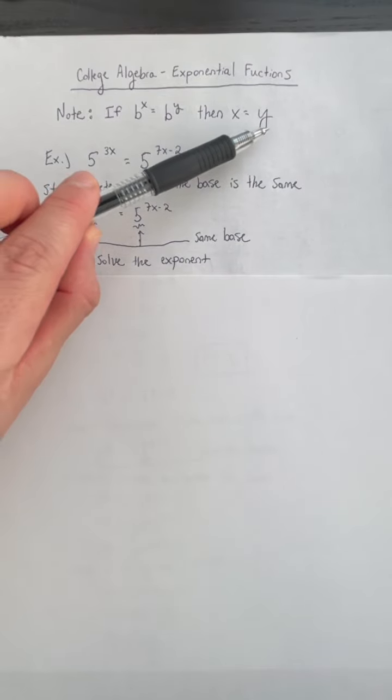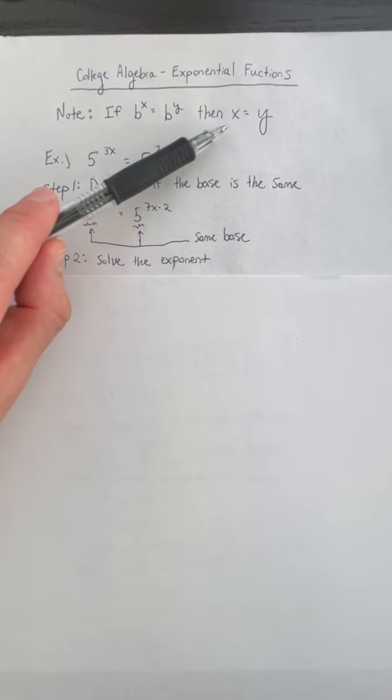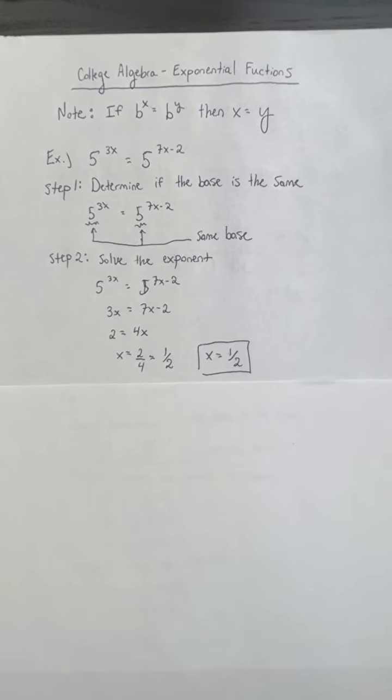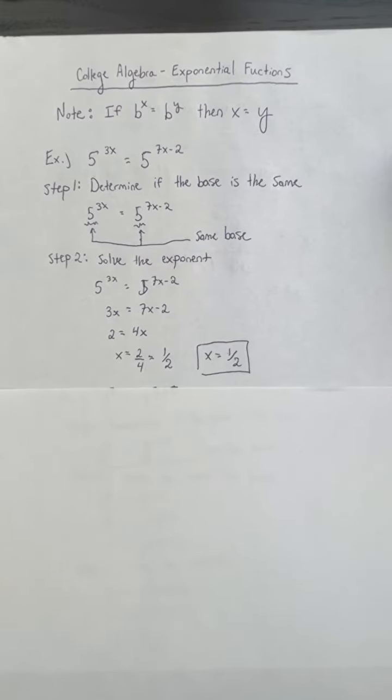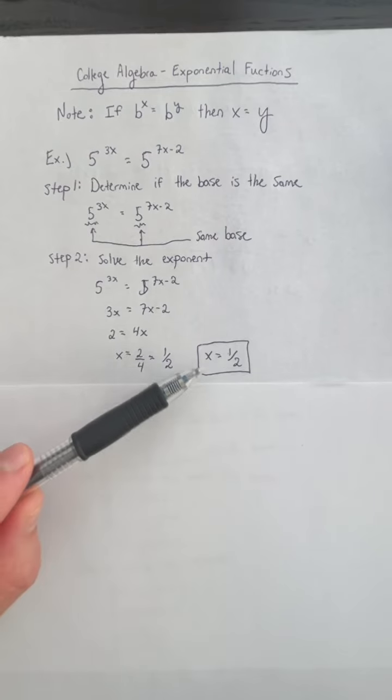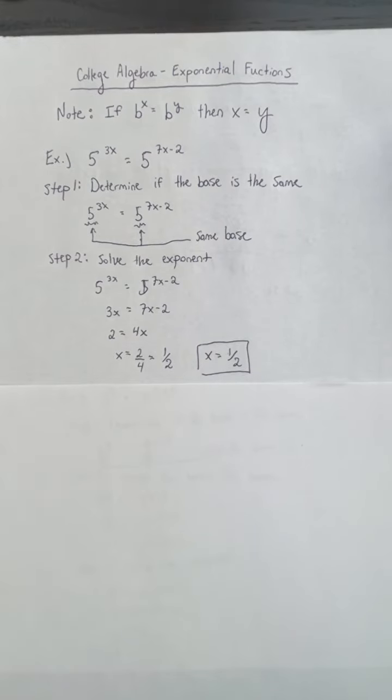So the next step is we can apply our formula where we know that x is going to be equal to y, or 3x is going to be equal to 7x minus 2. And so we can go ahead and solve that. And this is a really easy example, and we get x is equal to 1/2 for our solution.